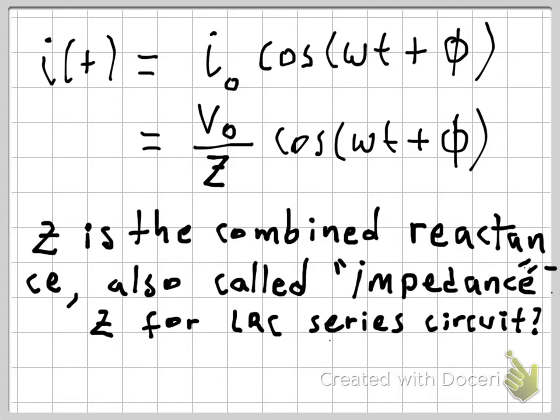The first question is Z, the combined reactance of the circuit, also called impedance. When we have several elements connected in an AC circuit, we call the overall reactance impedance. So the first question means: what is Z for an LRC circuit in series? And the second question, from this equation, we see that we're looking for the phase difference between the voltage and the current in the circuit.